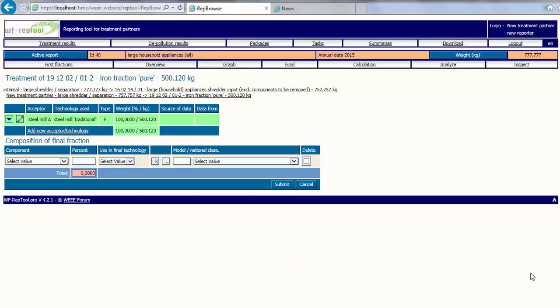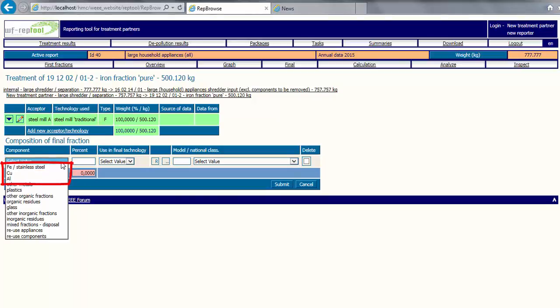We use now the simple example of a pure iron fraction from shredding after handpicking of copper residues, being ready to be forwarded to a steel mill. For providing composition data, you will get a choice of the following components. The three main metals of iron, aluminium and copper.